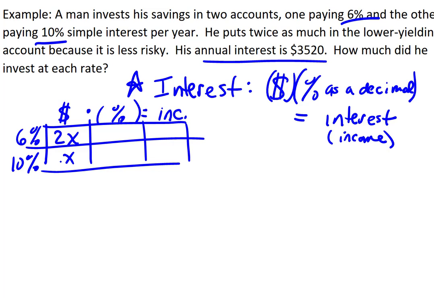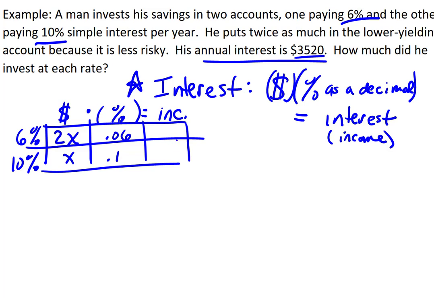But then it also says his annual interest is $35.20. We're going to have to include that as well. Now the percentage column will be, remember, the percents written as decimals. We already have that information. So 6% would be 0.06 as a decimal, and 10% would be 0.1 as a decimal. The income, notice, we have a combined total, like his annual interest income is $35.20, but we don't put that in each account because that's what he got total for his annual combined interest from both accounts.